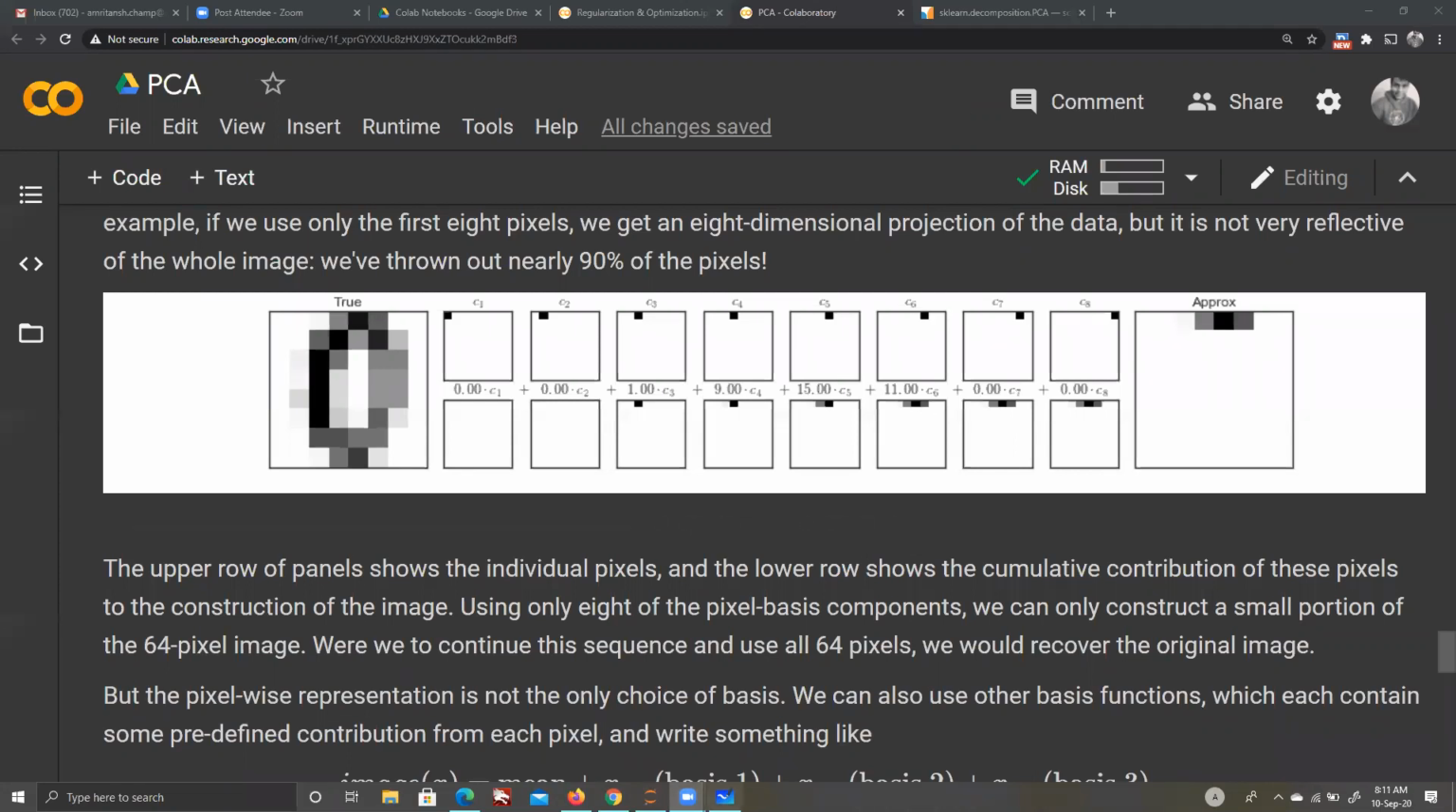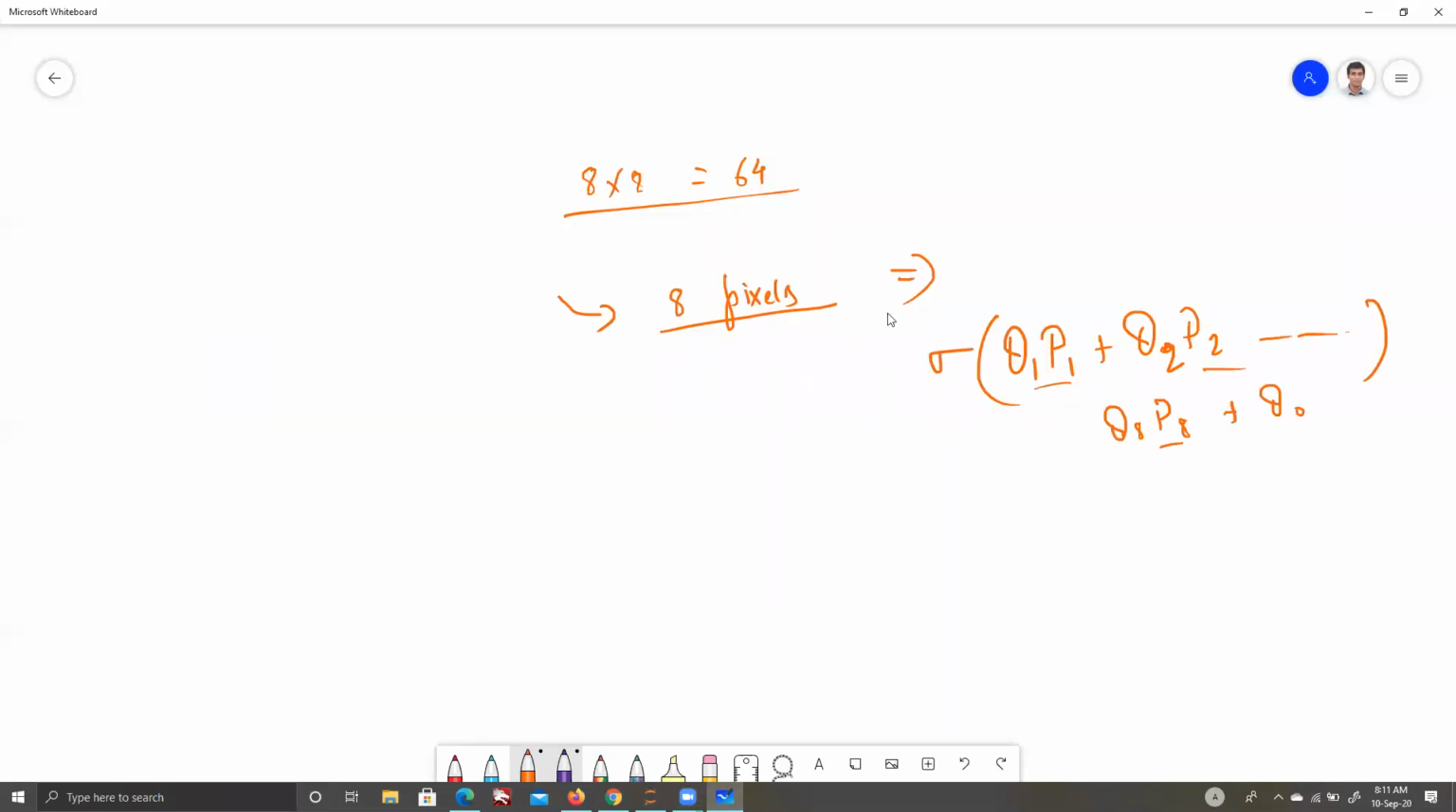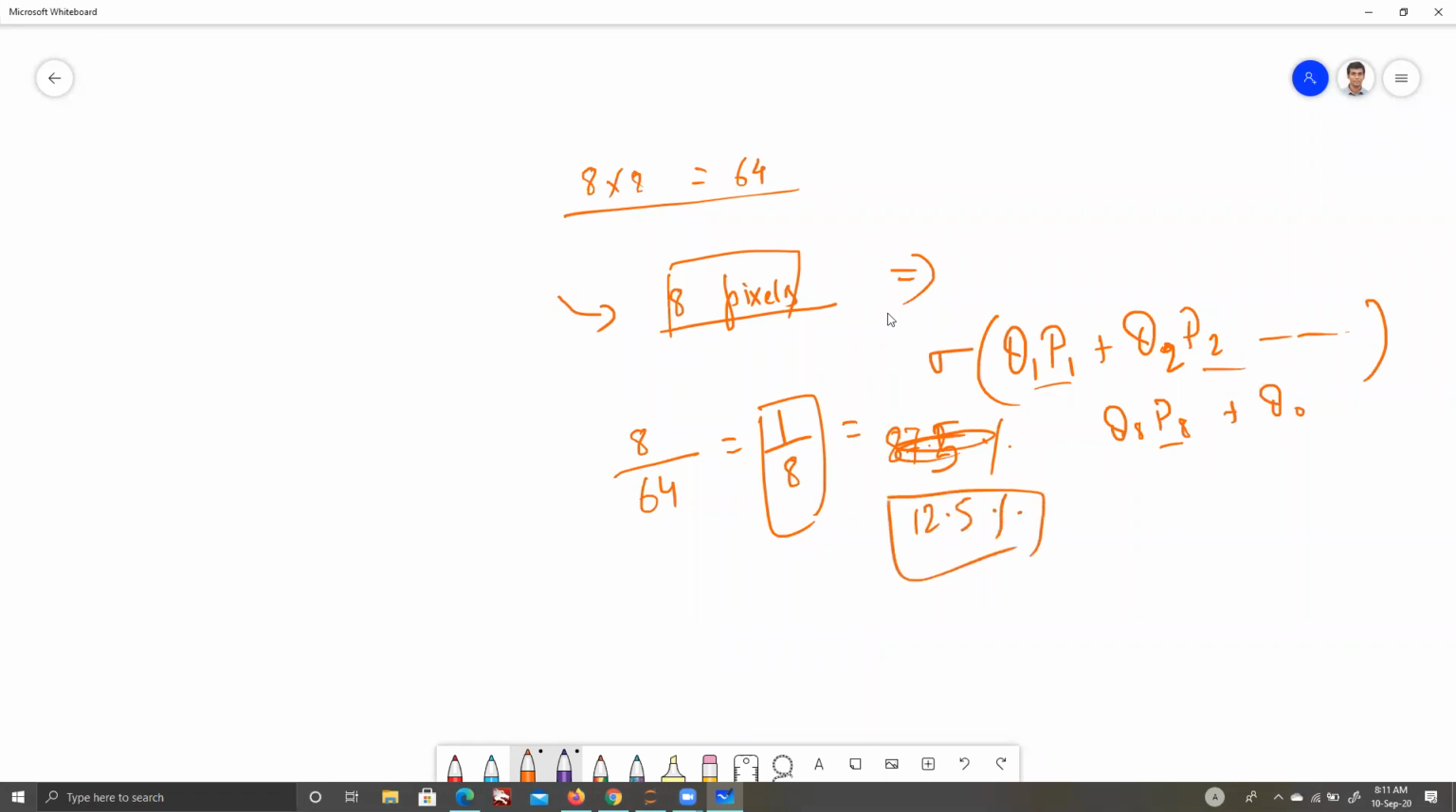Now, if you think about it, how much data compression are we doing here, guys? If we just try to get 8 pixels only, how much reduction have we done? How much is 1 by 8? I think it should be 87.5, right? Sorry, the total is 12.5, my bad. So 87.5 percent of the data has been killed.